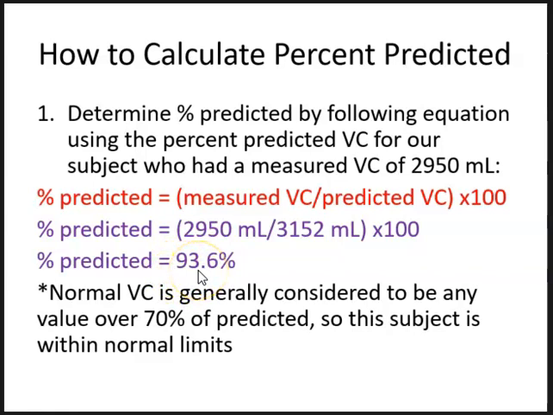93.6%. Now, normal vital capacity is generally considered to be any value over 70% of the predicted value. So this subject is within normal limits. This is how we calculate our percent predicted vital capacity.